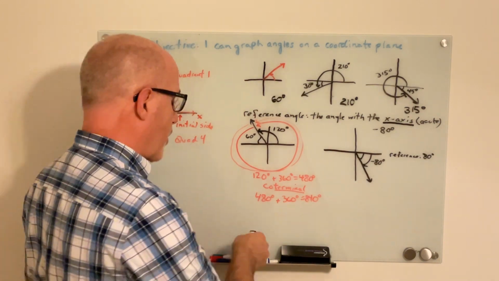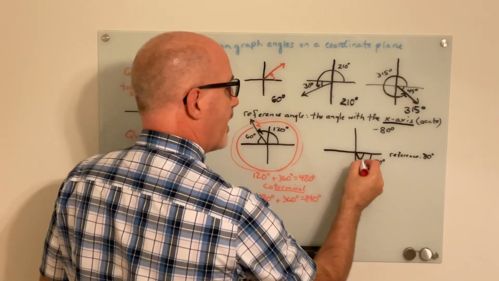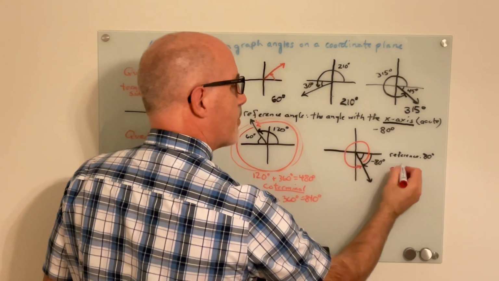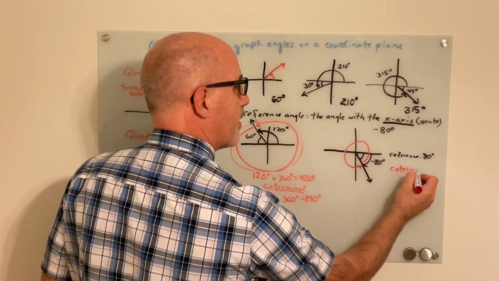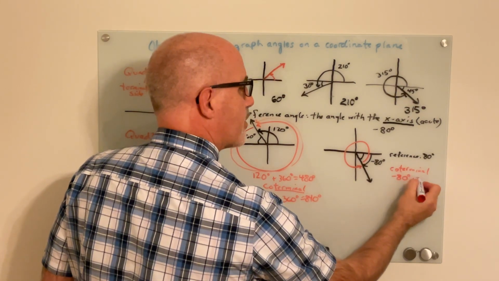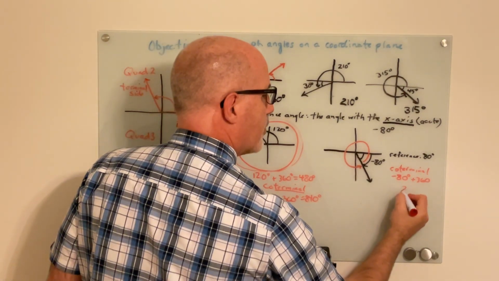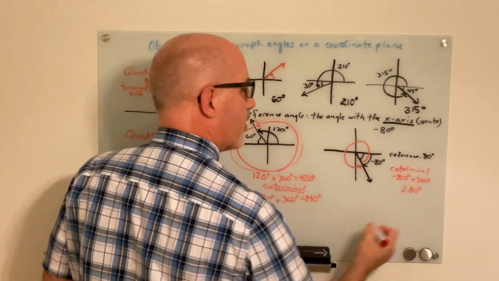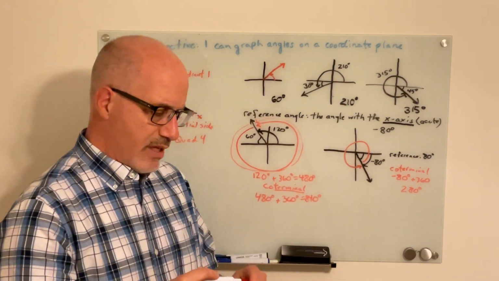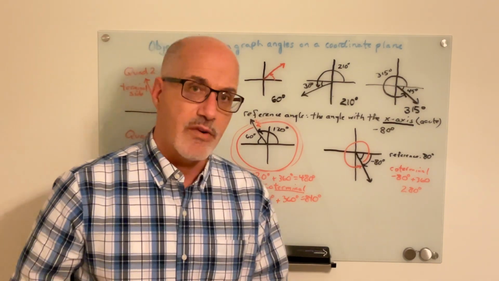Now you can always go coterminal with that. If you want to take that negative 80 degrees, add 360 onto it. So coterminal with this one would be negative 80 degrees plus 360 would be one way to add that up. And that would give me a 280 degree angle in the positive direction, which is again just past 270. So some significant vocabulary here.